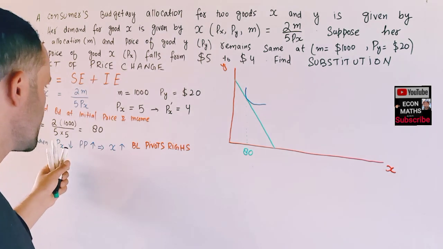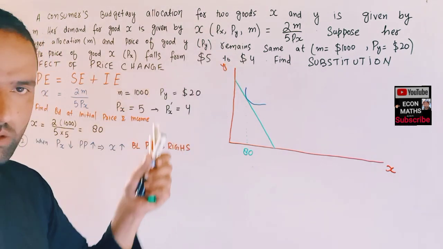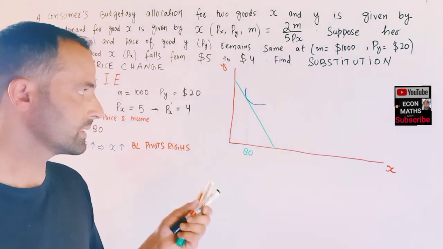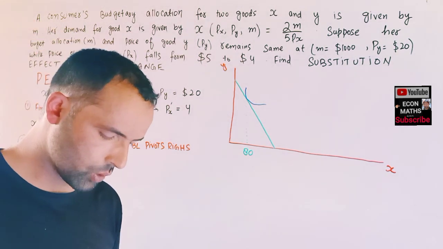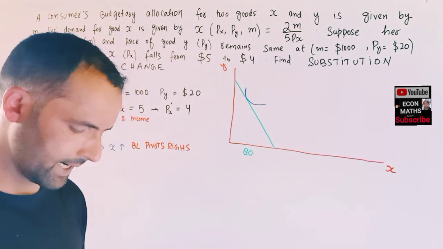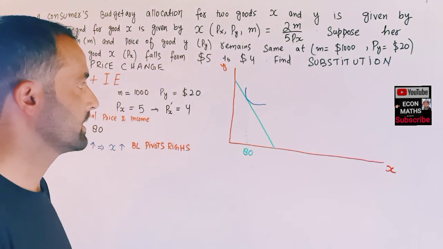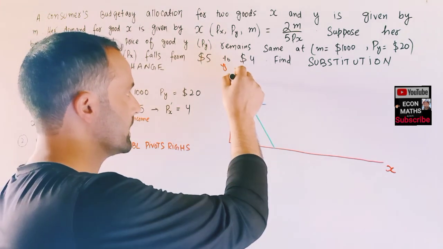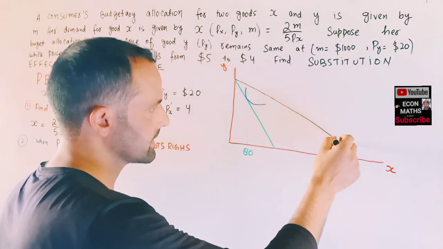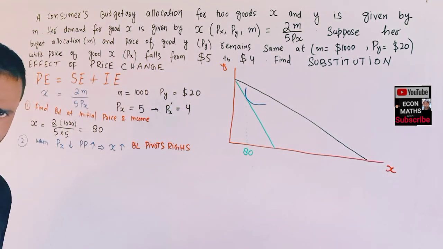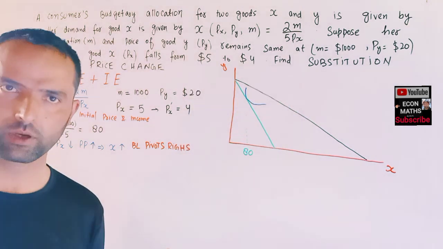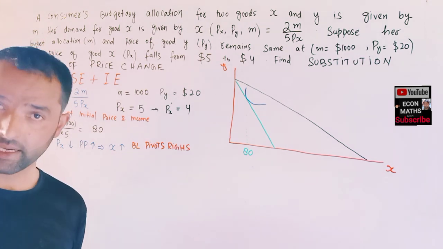When the price of good X has fallen from $5 to $4, purchasing power will increase. That means his real income will increase, so he will demand more units of good X, and the budget line will pivot towards right. Let us say this is the new budget line. It pivots towards right. So let us see what is the change in income. It has pivoted towards right because the real income has increased.